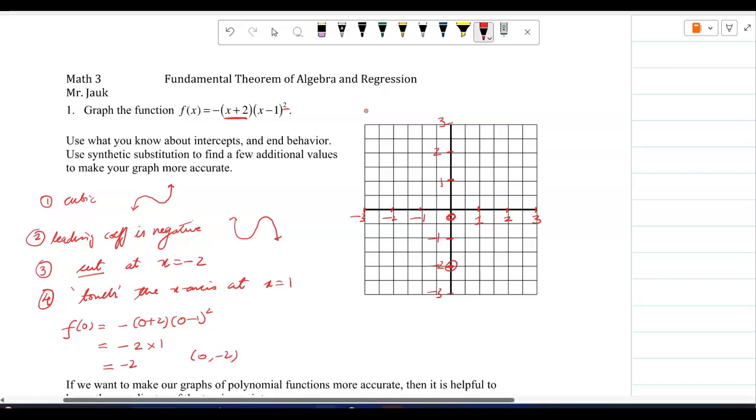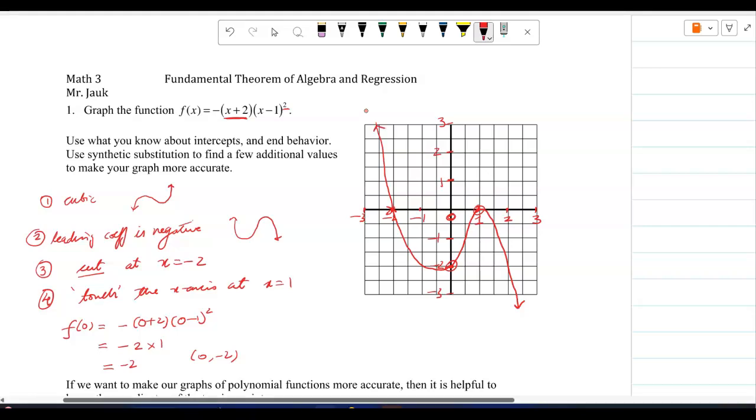So that's already 3 points. That's all you need. Okay, we got 0, minus 2. Then you can draw it. 1 we know. 1 is touching it. And then minus 2, and minus 2 is 0, and it's cutting through. So that means your graph would be something like this, and it bounces off like this.